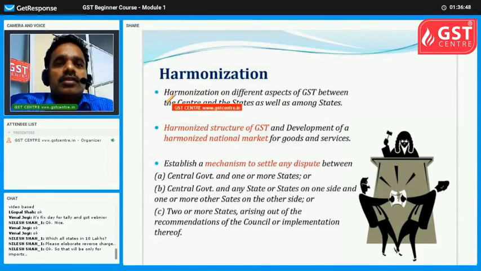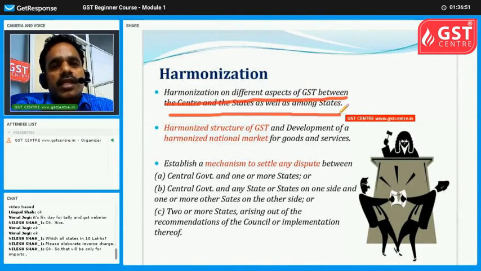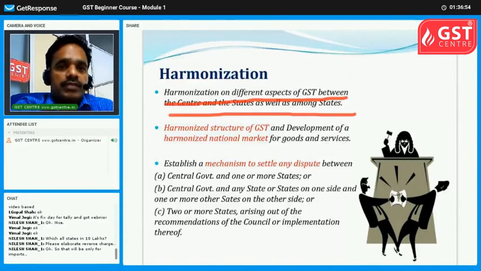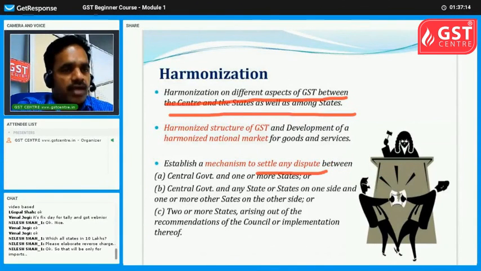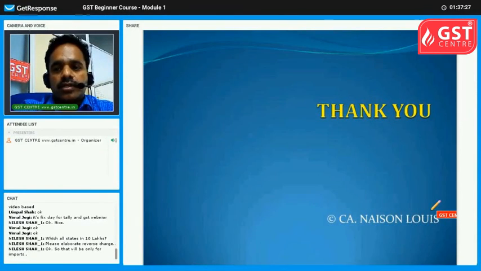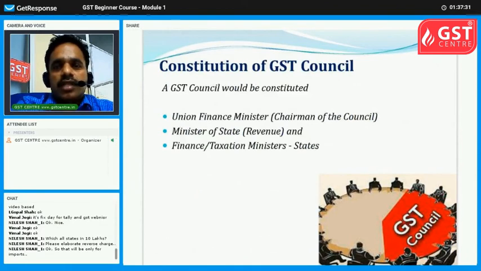So harmonization. Harmonization on different aspects of GST between the center and states is very important. There will be a lot of disputes. There was dispute, there is dispute, and there will be dispute. So there should be a proper mechanism to settle any dispute between the central government and states on one side and other states on the other side, or between two states, one state on one side and another state on the other side. So all these problems should be settled. So that is about the GST Council.